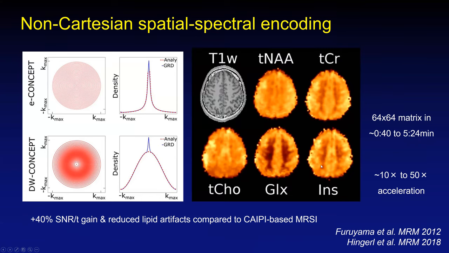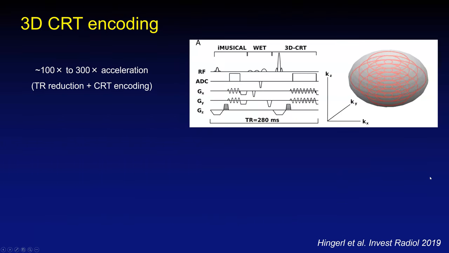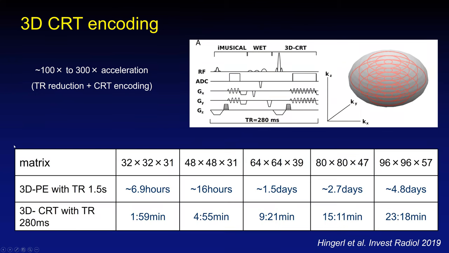And here are some early metabolic maps that were acquired a couple of years ago. And you can see with this approach, we can accelerate a factor 10 to 50 without any major problems. The next step was obviously to go to a 3D encoding. And when we combine this now, the reduction of the repetition time with this encoding and cover a spherical k-space with our very simple sequence approach that's here, we have a lot of flexibility.